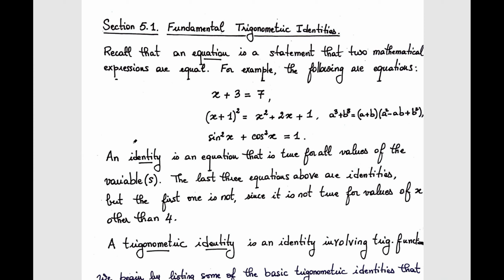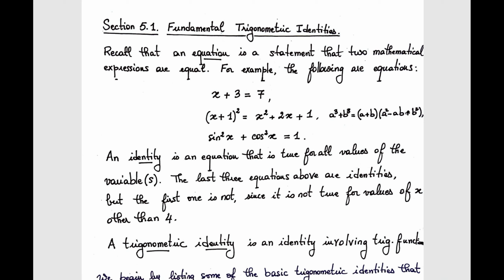An identity is, to begin with, an equation, but it's an equation that's true for all the values of the variable or the variables. So an identity is more than being an equation. It's an equation that works for all the values of its variable or the variables. For instance, this last equation is an identity because it works no matter what x is. No matter what you plug in for x, this side is always equal to 1.